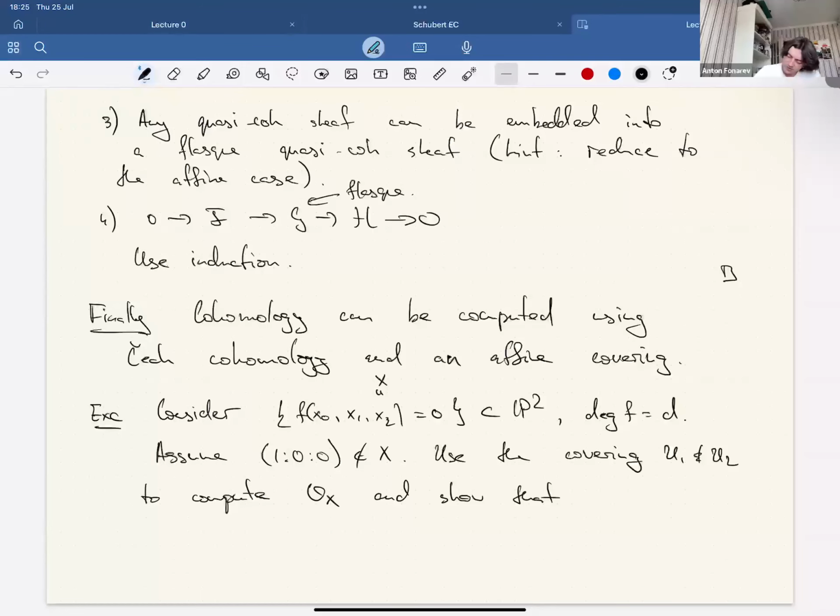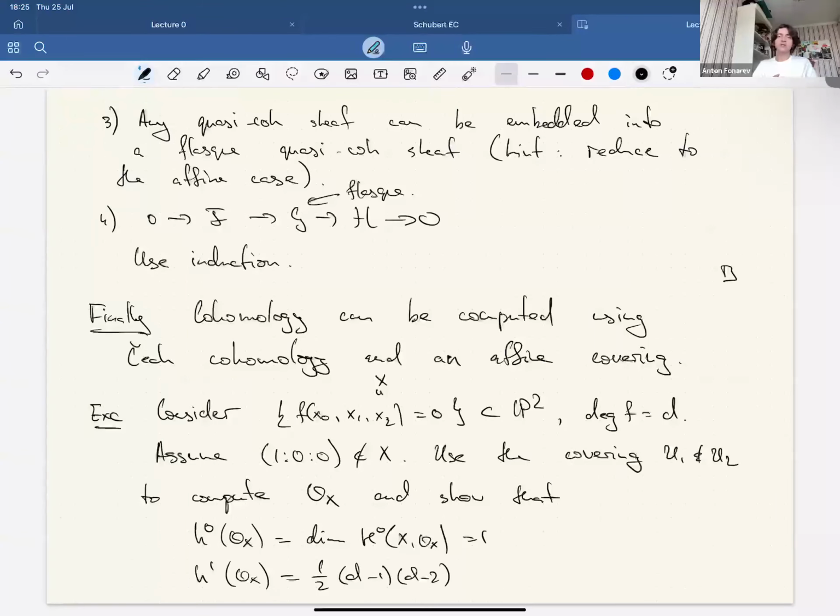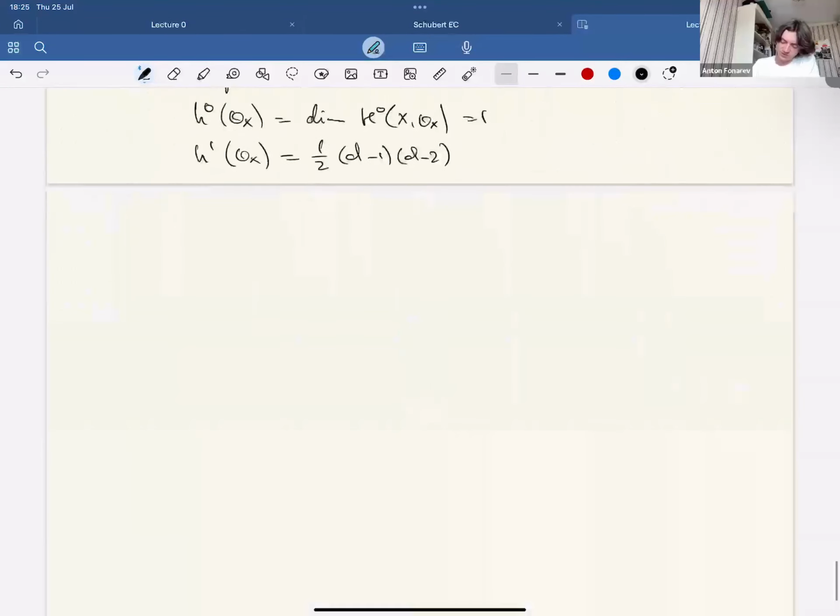that the dimension of H naught of O_X, so this is the dimension of H naught of X over O_X, is 1, and the dimension of H1 of O_X is 1/2 times (d minus 1) times (d minus 2). So this can be done very much explicitly.